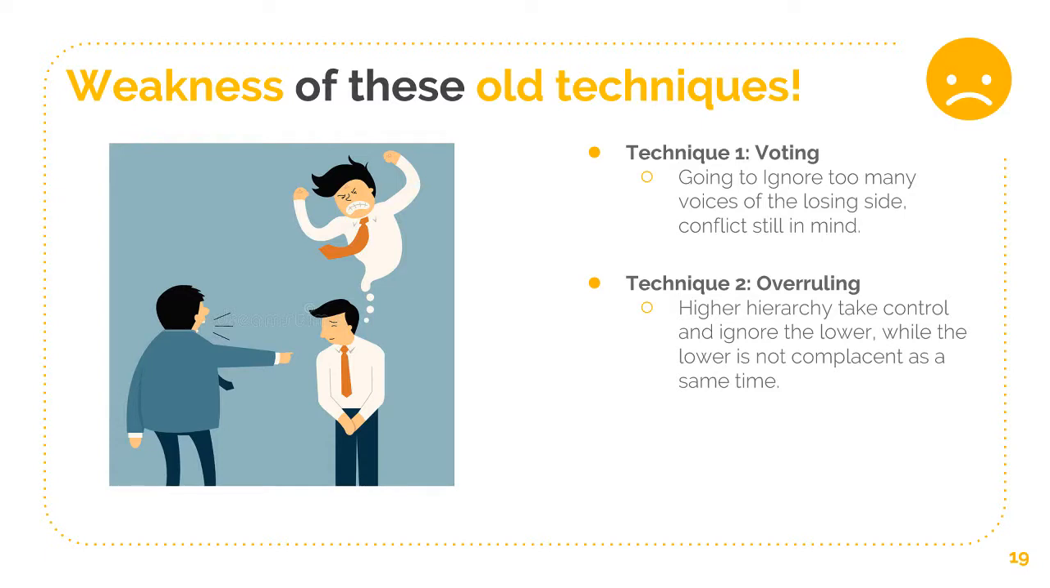Weakness of Technique 2, Overruling. Lack of quality of opinion in the organization. The higher hierarchy takes control and ignores the lower, while the lower is not complacent at the same time. The lower hierarchy could never explain their viewpoint and share it with the others. In the future, if there are any problems that only the lower hierarchy can see, they will just keep it and not tell anyone.